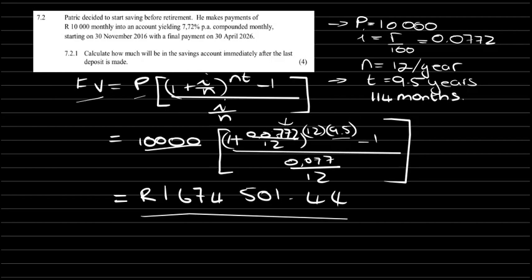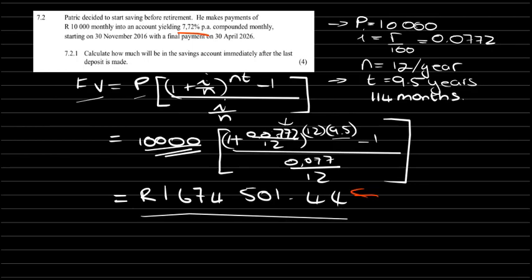So this is the previous question, and we've seen that he's been investing. Here's the 10,000 Rand that he's been investing into the account. The interest rate was different. The interest rate was 7.72% per annum. It was also compounded monthly, and he's managed to gain that amount of money in the account.